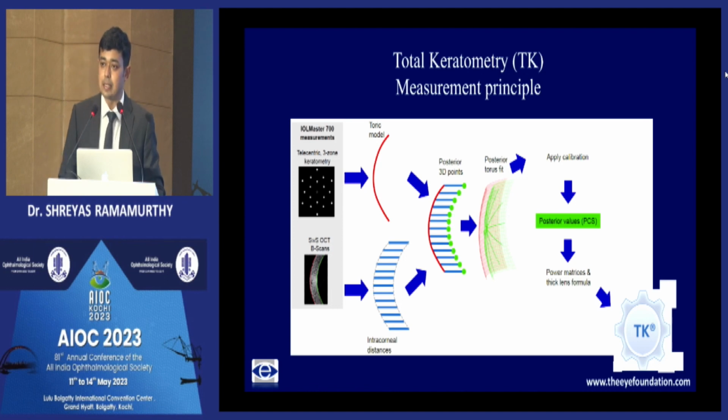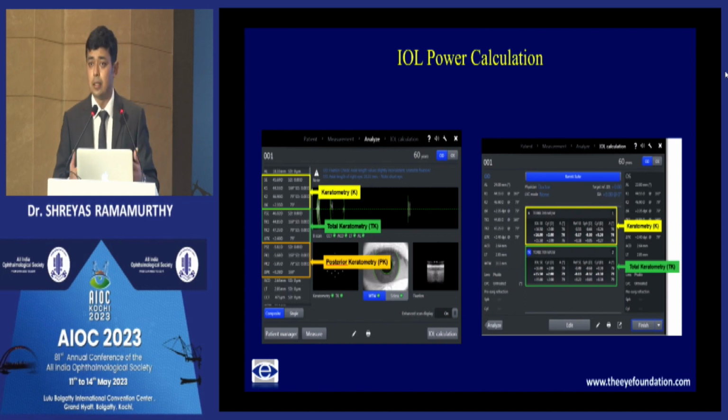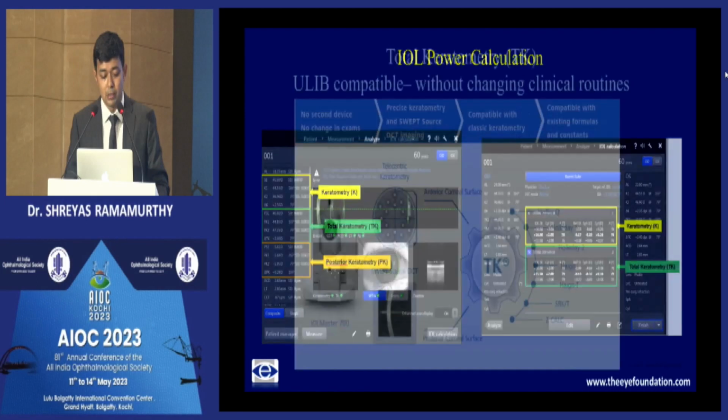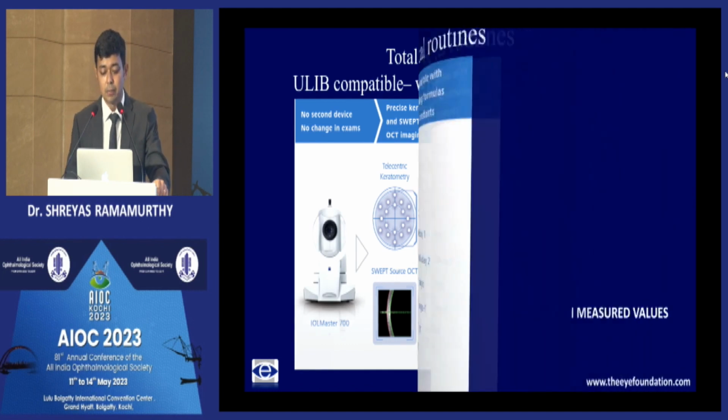Now, the total keratometry is essentially giving us a toric model where we are able to project the points which we're using for measurement on the anterior cornea onto the posterior cornea to get a posterior toric fit as well. And therefore, we get the traditional anterior keratometry, you get the posterior keratometry, and the sum total, which is the total keratometry. We all know now that the posterior corneal power and astigmatism have a great role in our IOL power calculation. And the best part with the TK is that you have formulae which are adapted to the total keratometry, and it does not require any modification or change to using other formulae. So you can use the ULIB compatible formulae.